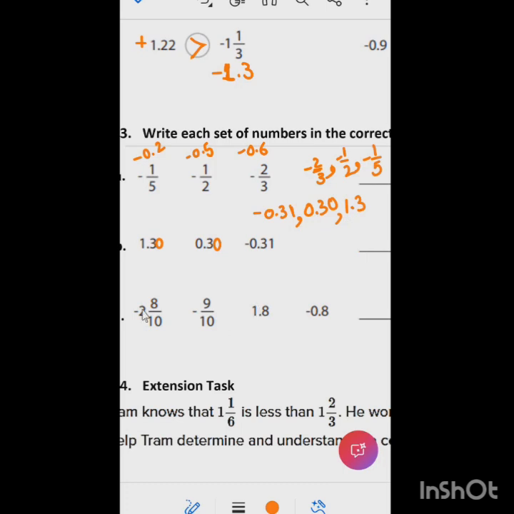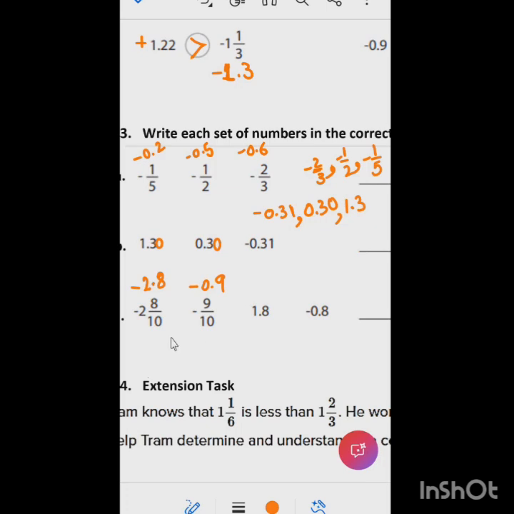So now comes this part. Let's convert it. Minus 2 wholes 8 by 10. So what will this be? Minus 2.8. Right. And minus 9 by 10? Minus 0.9. Very good. So now the rest are fine.